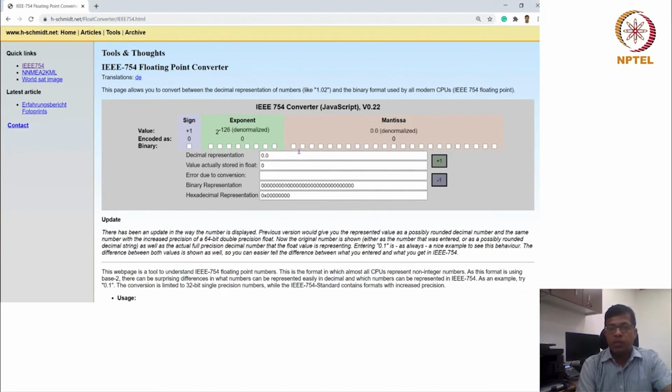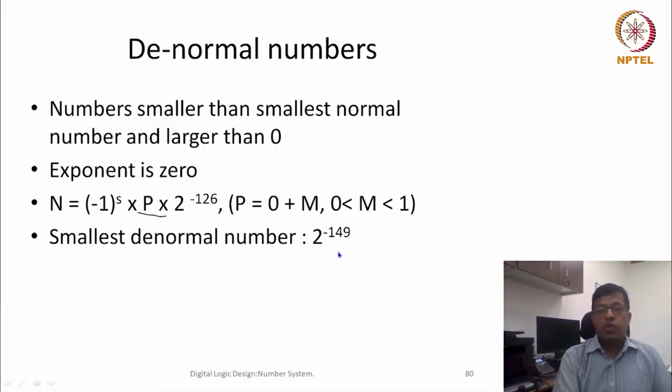So let's say the number is this. These are all lesser than 10 to the power minus 38. This is 10 to the power minus 39. Similarly, if I keep on going like this, all these numbers are lesser than 10 to the power minus 38. So let us say only the last bit is 1, and the rest of the bits are 0. The smallest number which I can represent is 10 to the power minus 45, which we can also say is 2 to the power minus 149. This is the smallest number which we can represent even if we take into account d-normal numbers.